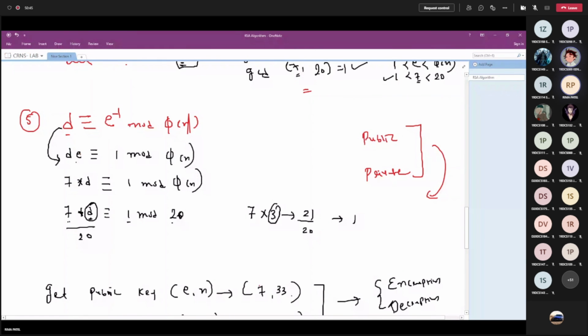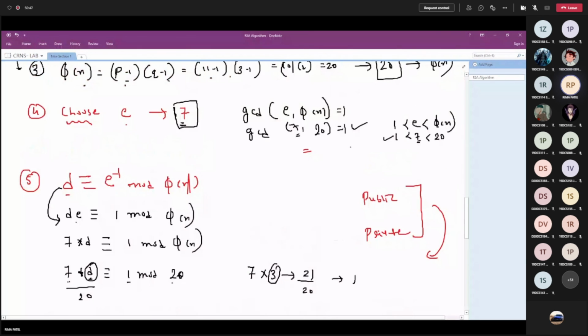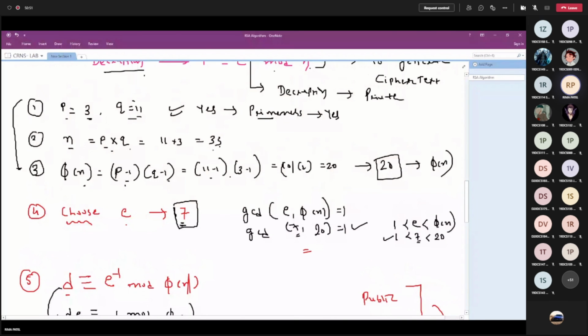You choose E, anything, but then it should be less than your Euler-Totient function. Yes, that is 20. You can assume E equal to 19 also. Why? Because it is less than 20. Is it a prime number? I mean, the GCD of 19 and 20 is 1. So you can use E equal to 19 also.